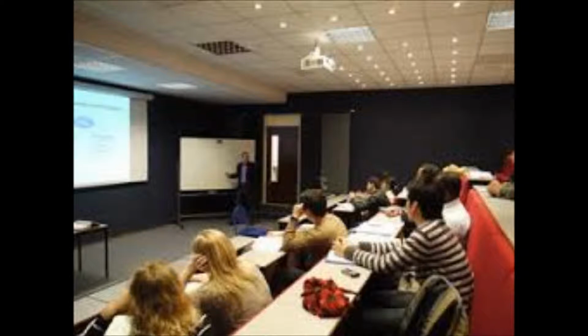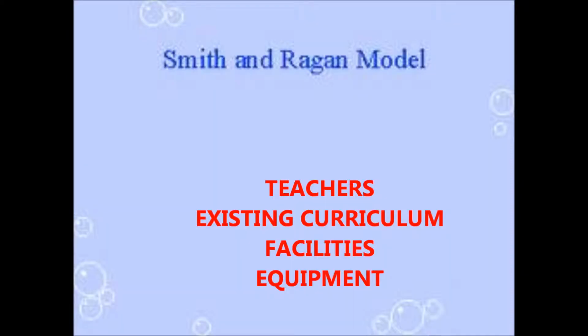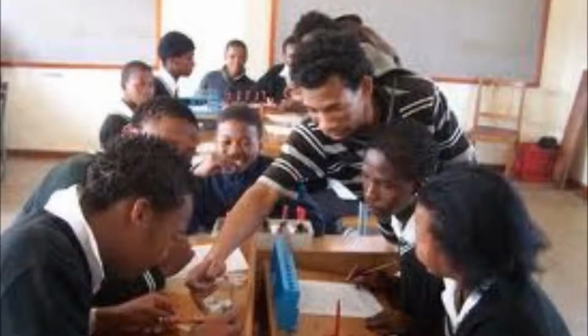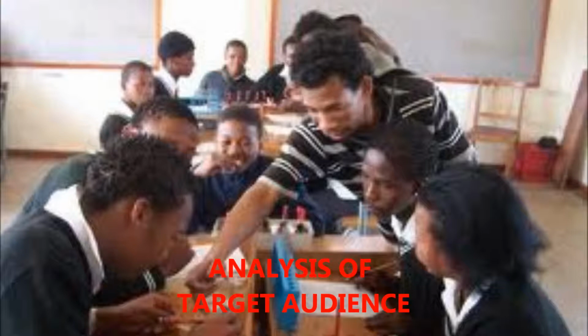Now, the second component is context analysis, which is when you take time to describe your learning environment. This helps to ensure that newly designed instruction is actually used. When thinking about the learning environment, it's so important that you consider the teachers, the existing curriculum, facilities, and the equipment.